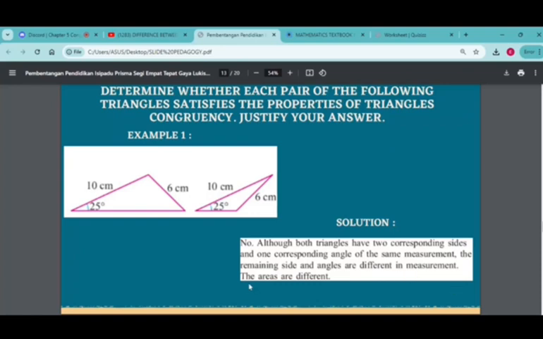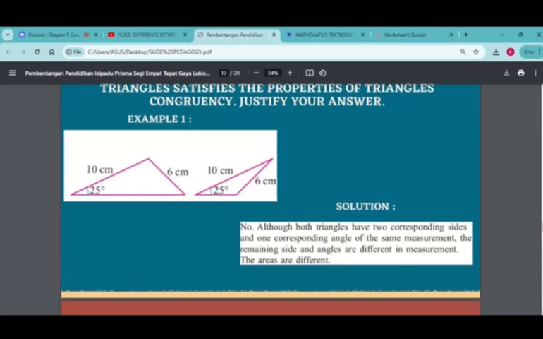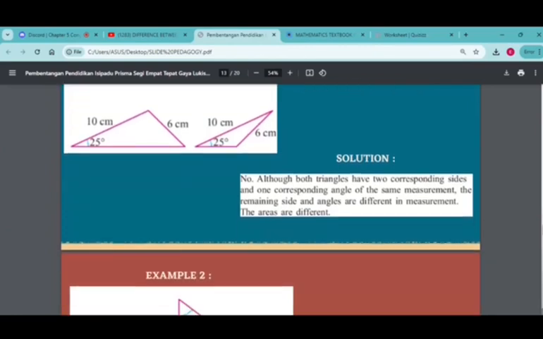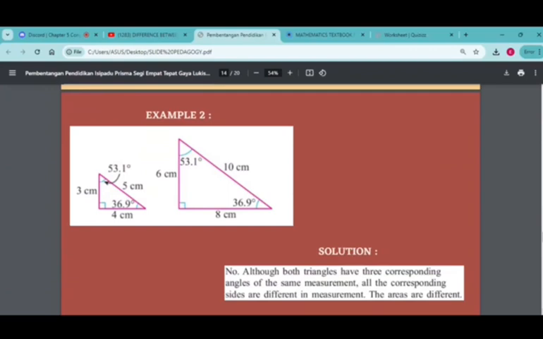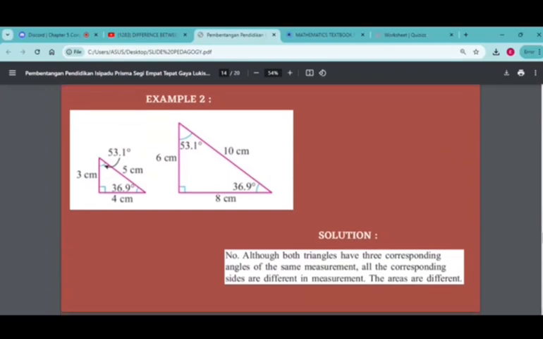The area is different. Okay, for the conclusion, this is not congruent. Thank you, Alvin. For example 2, I want to ask Nick, what is the solution for example 2?